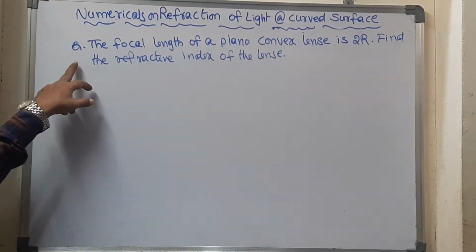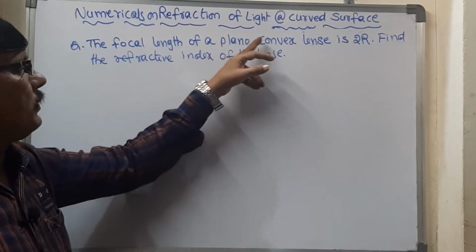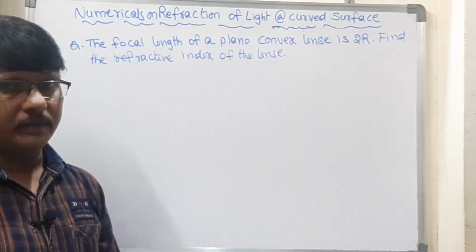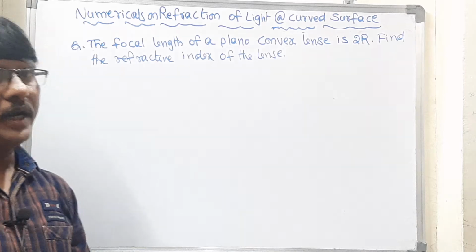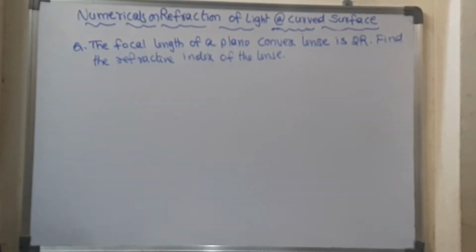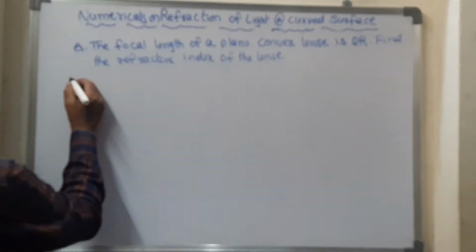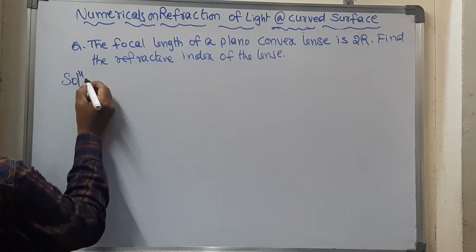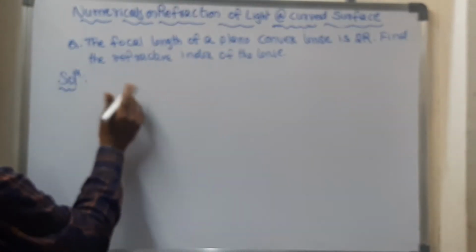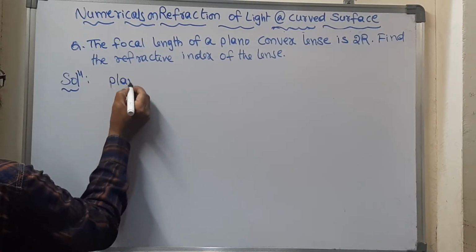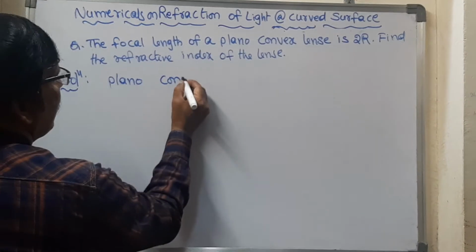Now, see the next sum. The focal length of a plano-convex lens is 2r. Okay? Focal length of a plano-convex lens is 2r. Find the refractive index of the lens. So, here now first of all, understand the sum. What lens is given? Plano-convex. So, plano-convex is given.